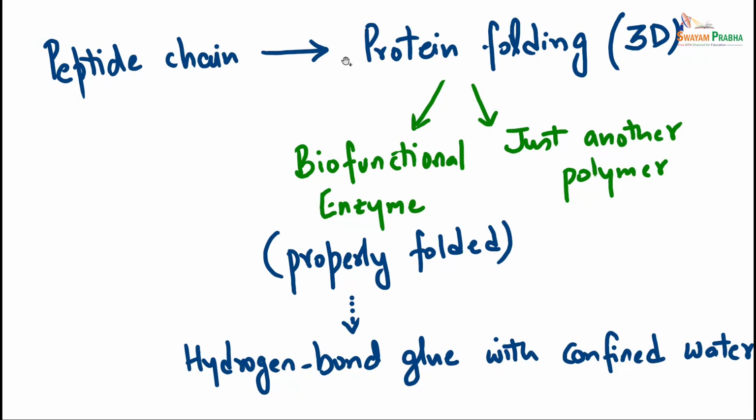In particular, I'll mention this important problem: a peptide chain can form a very complicated three-dimensional folded structure, called protein folding. This protein folding only happens in the presence of water, and it has to fold in a particular way which depends on the exact hydrogen bonding glue, the hydrogen bonding between water and the protein's groups and within themselves. If it folds properly, it forms a biofunctional enzyme. It can do things. If it doesn't fold properly, it's just another polymer.